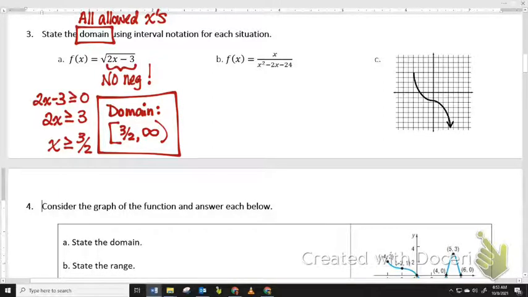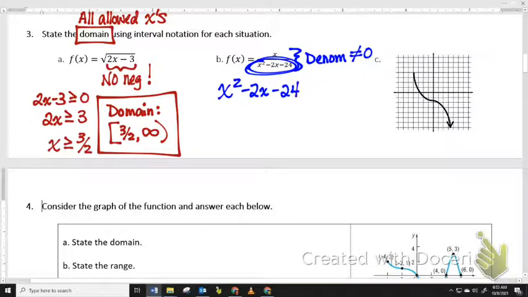What else did we want to talk about? Can we go for B? Absolutely. When I have a fraction like this, what am I not allowed to do? 0. Where? Denominator. So the denominator cannot equal 0. So I'm only focused on this part right here. X squared minus 2x minus 24 cannot equal 0.